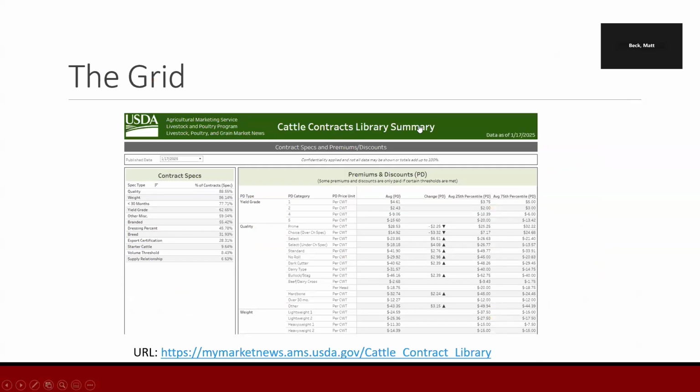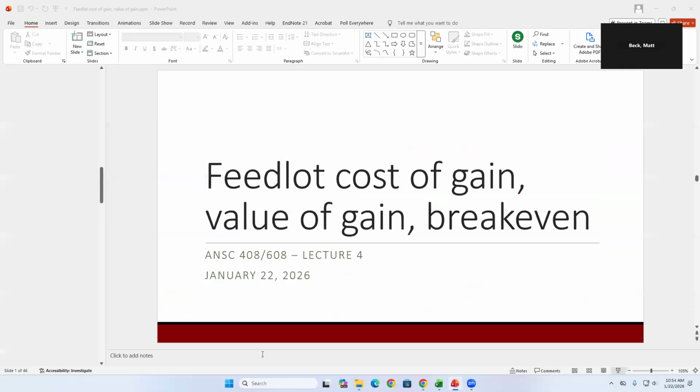So this is the cattle contracts library, just a little summary report. Can't tell if that worked.